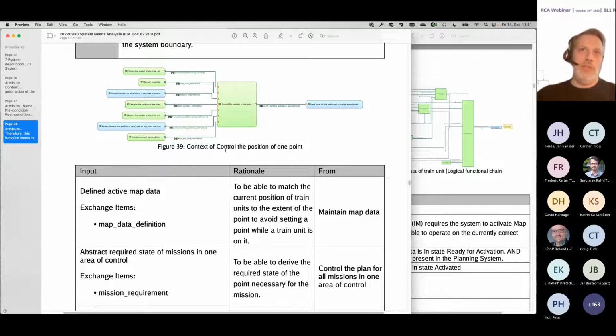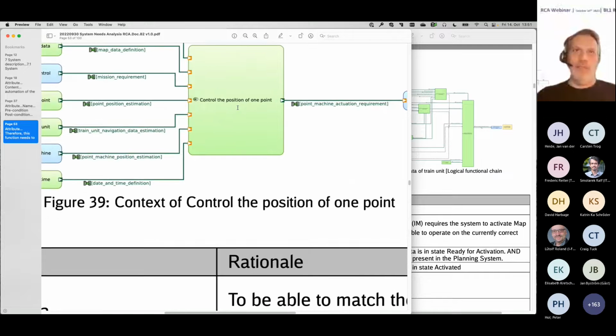And we also have a rationale. Why do we think this particular function needs this input to work? And this is only stating, again, the development need. It's not a solution. We don't say how controlling the position of one point in this example is working. We just say this is something we have to do, and we assume we need these inputs and produce this output. Everything else needs to be done in the lower levels of specification.